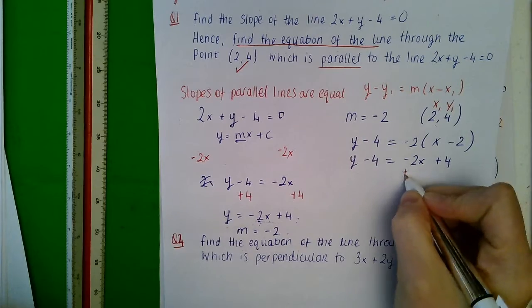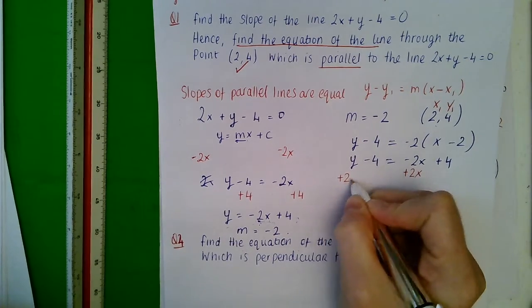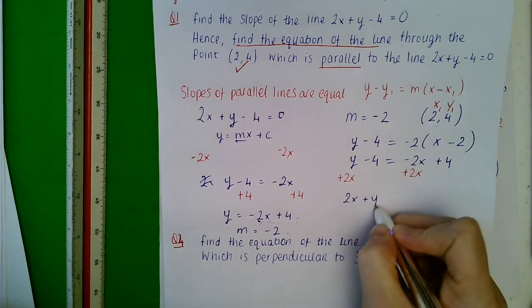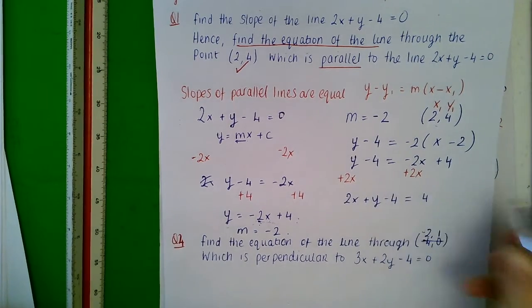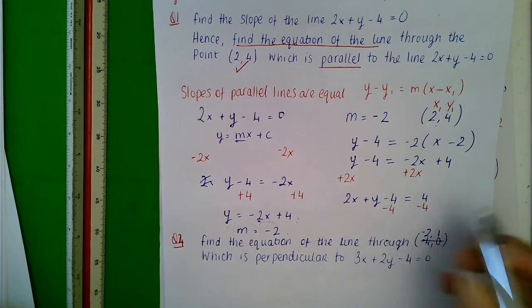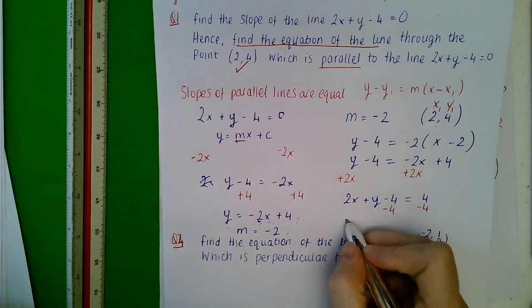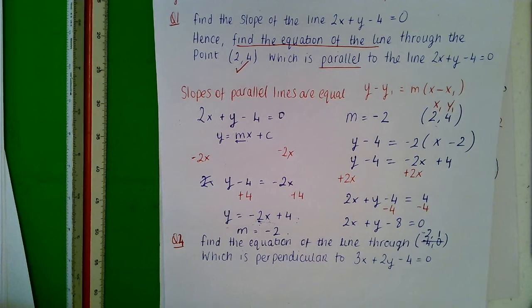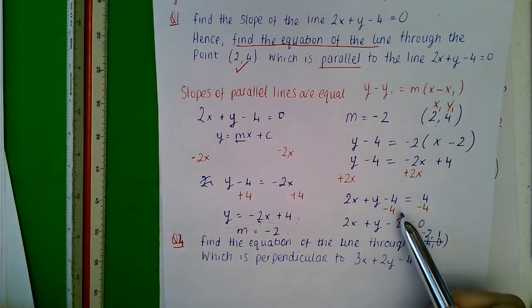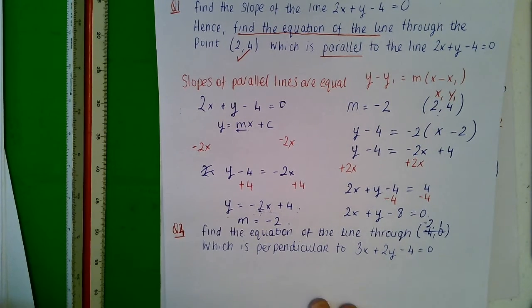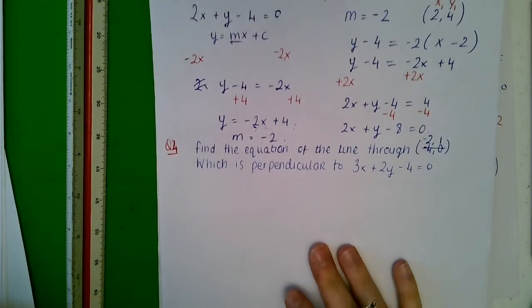This is normally the form they want it in. Okay, so we have 2x plus y minus 4 equals 4. I'm going to get rid of that 4 on this side also, and I will get 2x plus y minus 8 equals 0. And that is your answer. Okay, if you did give this answer in the form y equals mx plus c, that is also right. Okay, the question normally does specify what form they want the points in.